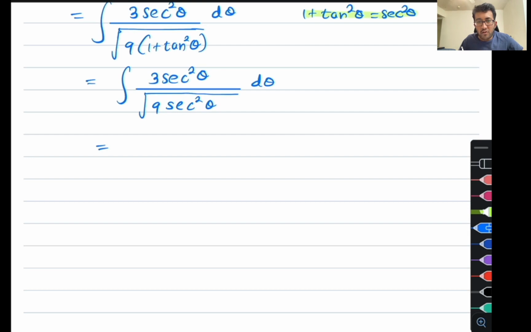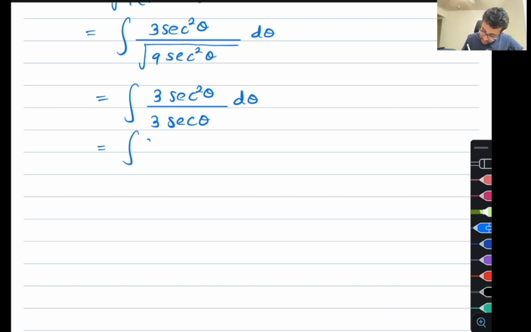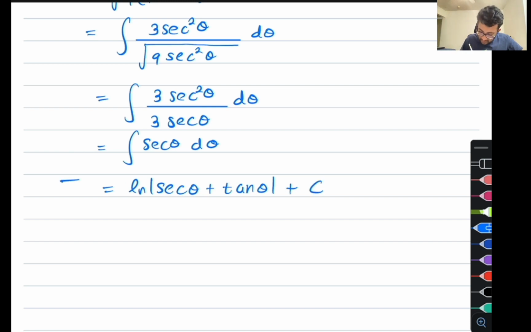Now what is the square root of 9 secant squared? That would be square root of 9 is 3 and square root of secant squared would be secant theta. So it is going to be the integral of secant theta d theta, right? Now this is a standard integral. So what is the integral of secant theta? It is going to be ln|secant theta plus tangent theta| plus arbitrary constant, right? This is the value of my integral I.